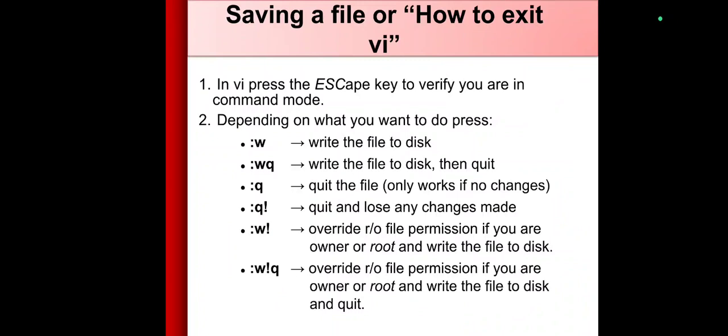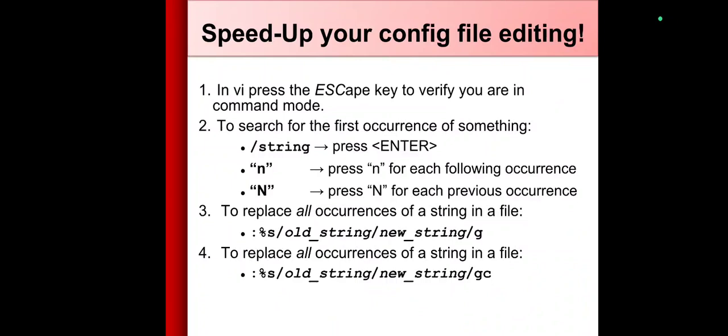Override for read-only file permission: if you are the owner or root, :w! writes the file to disk. :wq! overrides and, if you are the owner or root, writes the file to disk and quits. Speed up your coding and file editing.